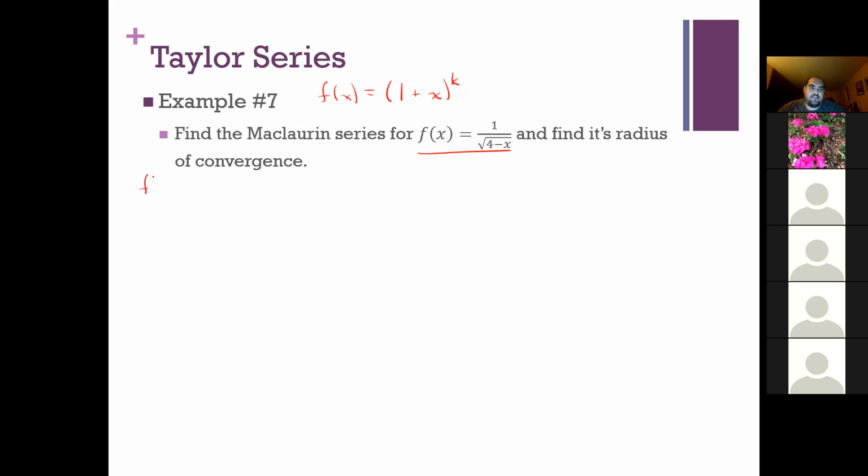The first rewrite I'm going to do here is f of x is equal to 4 minus x raised to the power of -1/2. But I need the first term in the binomial to be 1. So I need to factor something out so that the first term is a 1. I'm going to factor out a 4, so that becomes 4 times 1 minus 1/4 x, to the -1/2. But when I factored out that 4, I really factored out 4 to the -1/2.